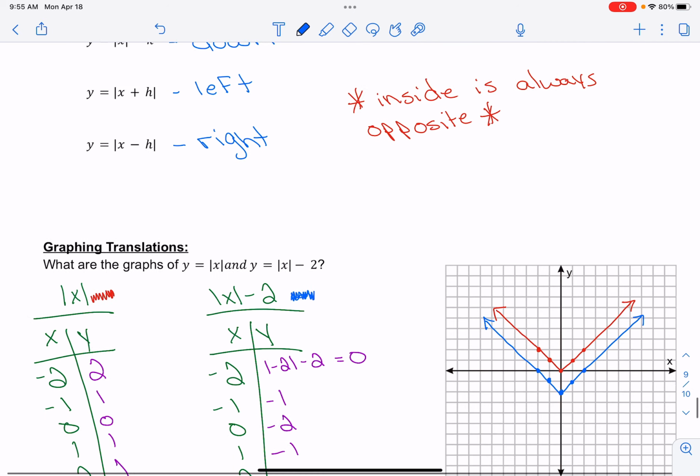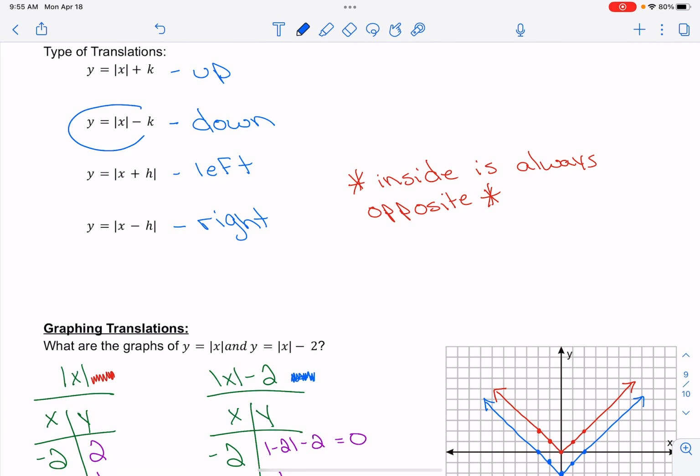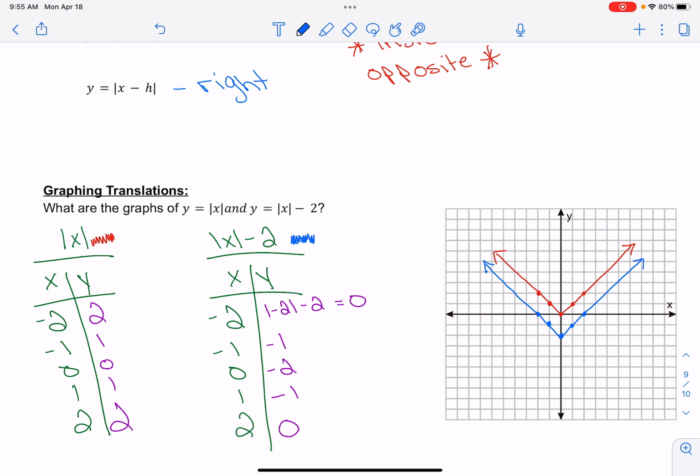Well, that makes sense because looking here, the absolute value of x minus k means that we move down. And if we look at that equation, the absolute value of x minus 2, that means that we should move down 2. So that puts it all together so that you can see it, compare it, see the parent function, and how our new function looks similar but different to that.